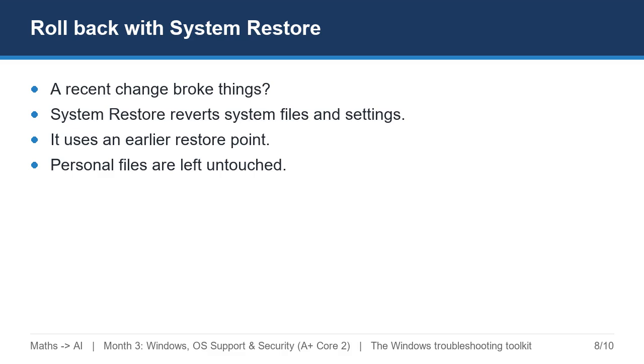If a recent change broke things and you'd rather rewind than hunt, use System Restore. It rolls protected system files and settings back to an earlier restore point, a snapshot Windows takes before major changes. Crucially, System Restore does not touch your personal files, only system state. It's a fast, safe way to undo a bad update or install when you're not sure exactly what went wrong.